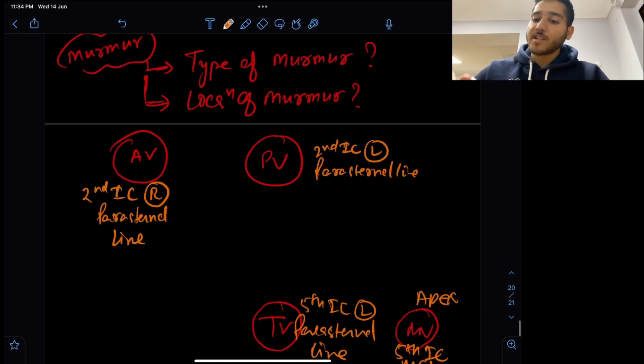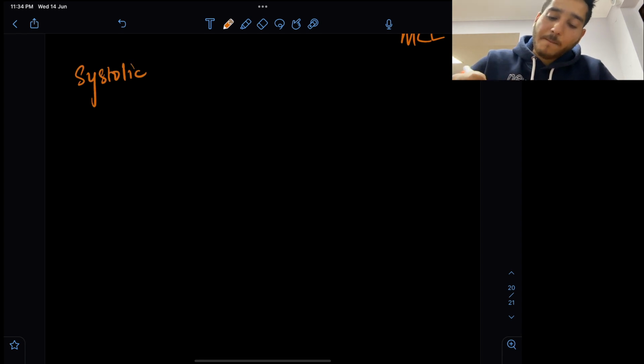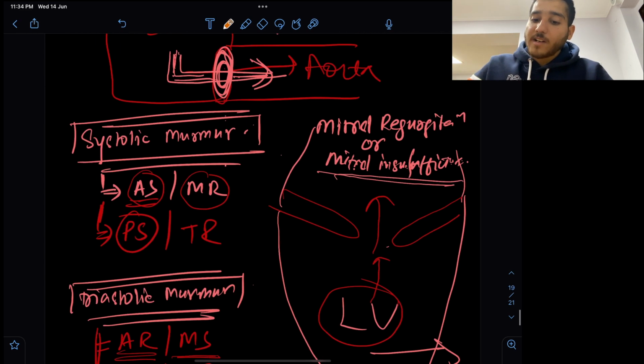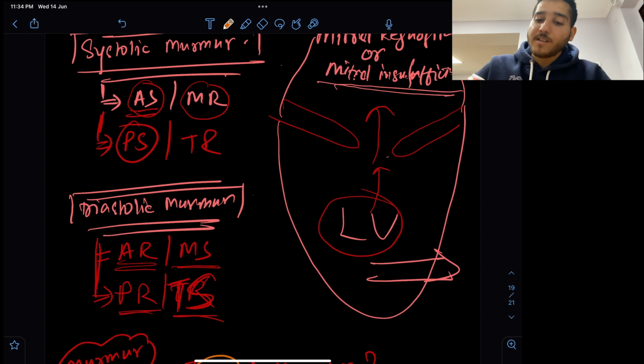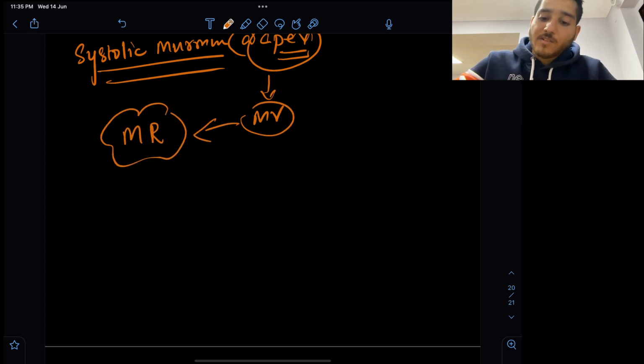So if you know the location of the murmur and you know the type of murmur, you can easily tell which valvular defect we have. Let's say you have got a systolic murmur at the apex. At the apex we have the mitral valve, and the mitral valve pathology in which we get a systolic murmur is mitral regurgitation. So we can tell in the mitral valve there will be mitral regurgitation, also known as mitral insufficiency.